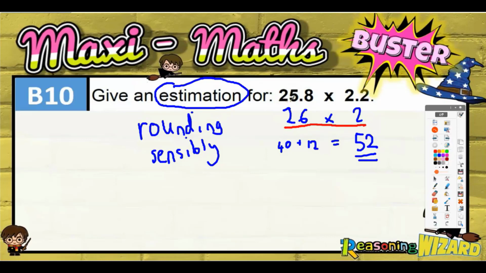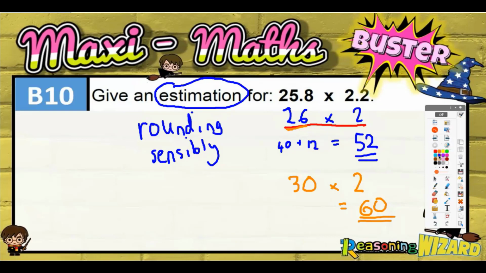You don't know if you'd have rounded the 25.8 to the nearest 10. I've rounded to the nearest whole number with the 26, but to the nearest 10, that would actually be 30. And 2.2, sensible thing to do there is keep that at 2. So you could have gone to 30 times 2 and got an answer of 60.